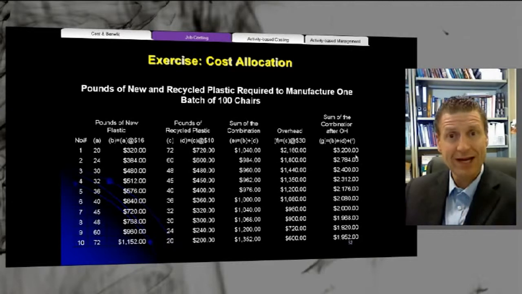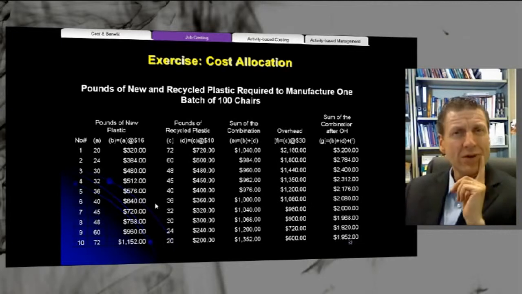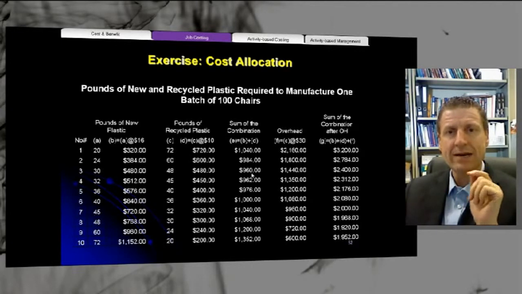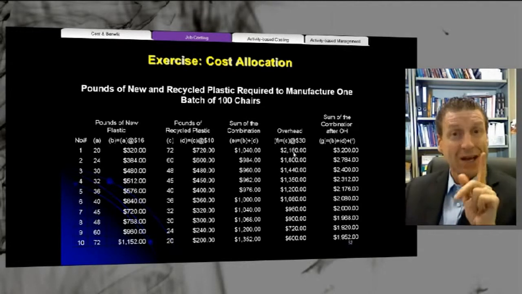Now we're adding overhead in, and we might find that the sum of the combination after the overhead means that we have a different combination than if we do not consider overhead. Why would that be the case? Well, let's have a look at combination 1 down to 10 for the overhead that's allocated.